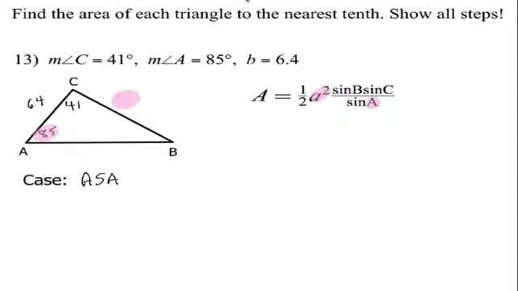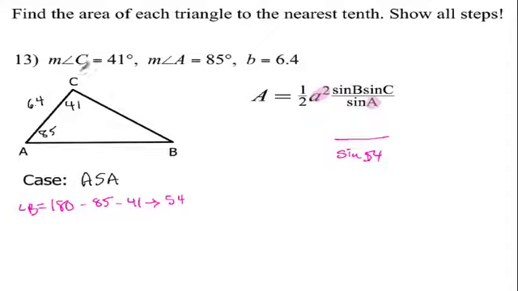So what you're going to do is simply find angle B first. Use the triangle sum theorem: 180 minus our two given angles, 85 and 41. This is angle B that we're trying to find, and angle B is going to be 54 degrees when we do all that subtracting. So we're going to use B in our formula, and we'll have sine of B here in the bottom, which is 54 degrees.